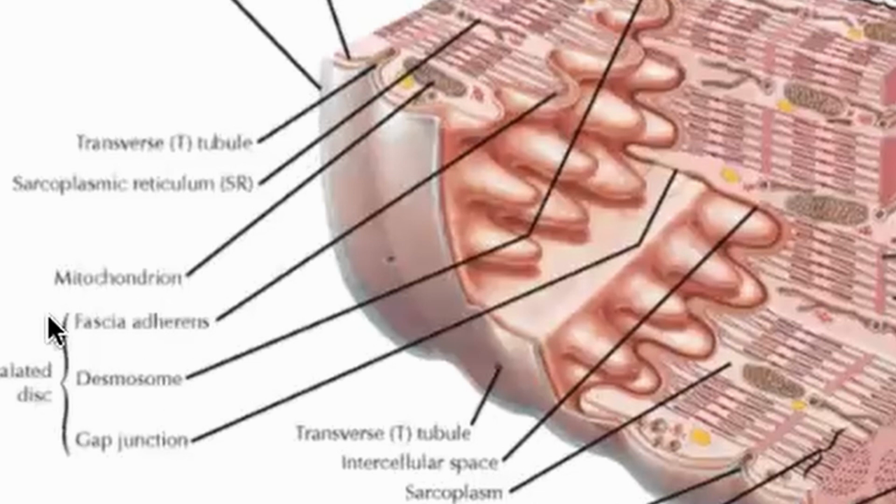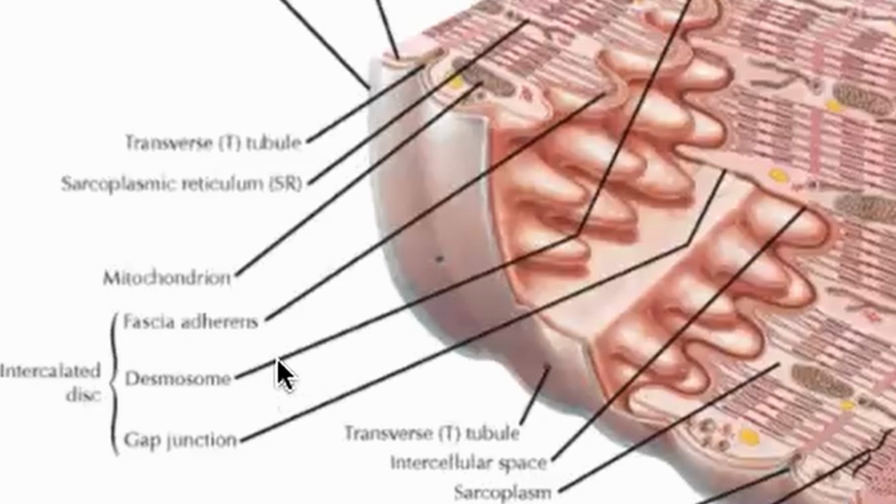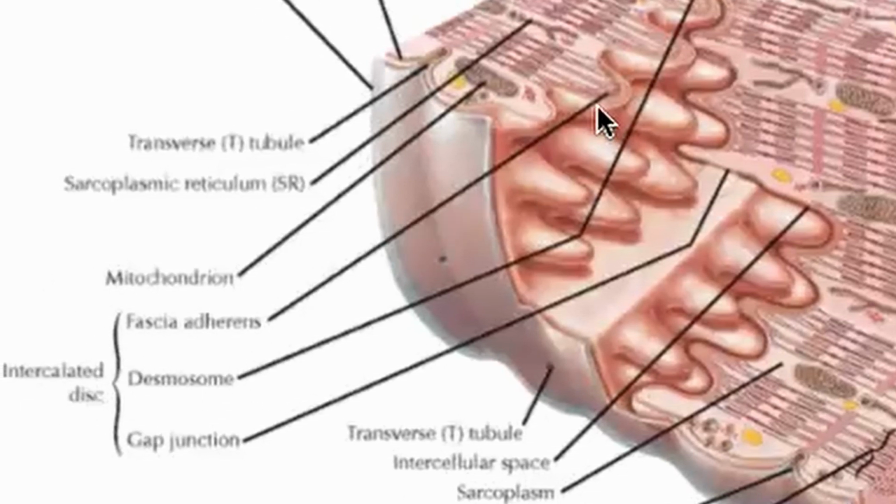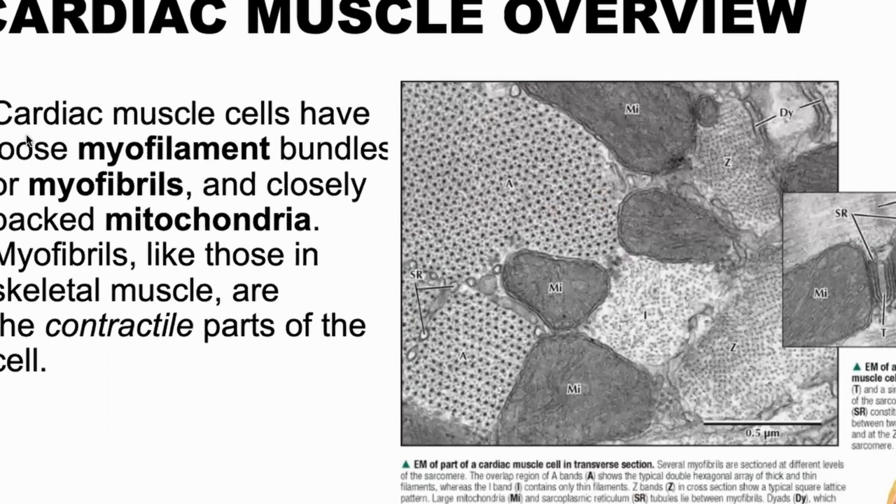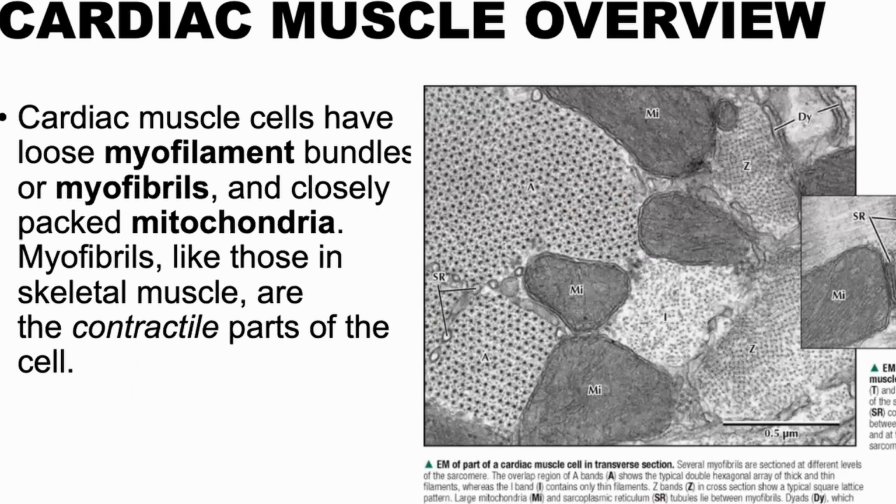The intercalated disc, and this I would say you need to know, is made up of three things. You already know there is a gap junction that allows the passage of ions across for action potential. There's the desmosome, there's the fascia adherens, and you'll see it eventually in a different view. The cardiac muscle has loose myofilaments or myofibrils. They also have closely packed mitochondria, and they have a contractile unit just like the skeletal muscle, the sarcomere.